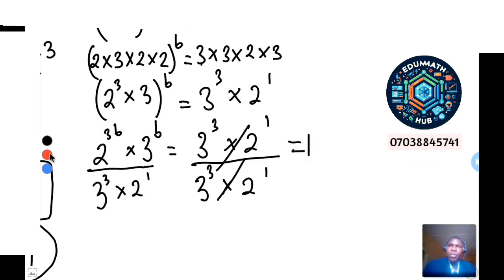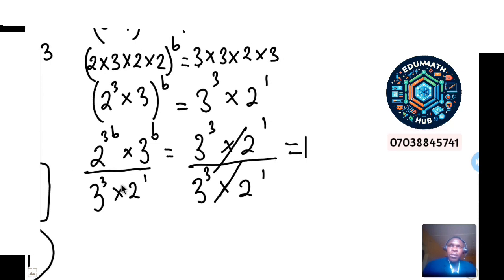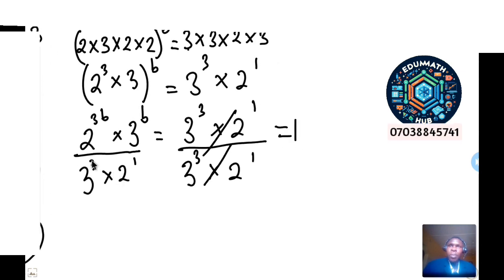Okay, now let's deal with the left hand side. Now apply your law of indices here. This is 2 and this is 2. You are doing division. When you are doing division, you should be doing minus. Division is minus in indices. So since this is division, you are doing minus and the base is the same, 2, 2. So subtract the powers, that will be 3b minus 1. So you have 2 at the top here.